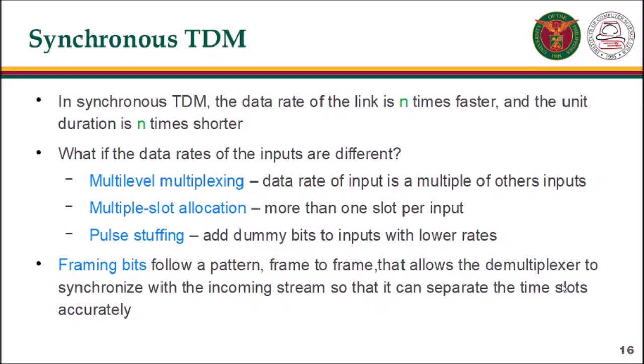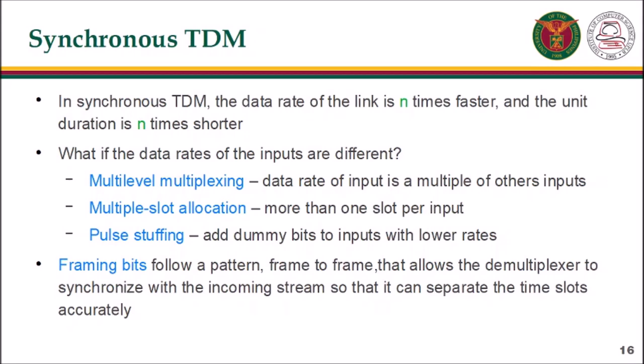In synchronous TDM, the data rate of the link is n times faster, and the unit duration is n times shorter. What if the data rates of the inputs are different? We use multi-level multiplexing, where the data rate of one input is a multiple of other inputs. In multiple slot allocation, more than one slot is given per input. In pulse stuffing, we add dummy bits to inputs with lower rates.